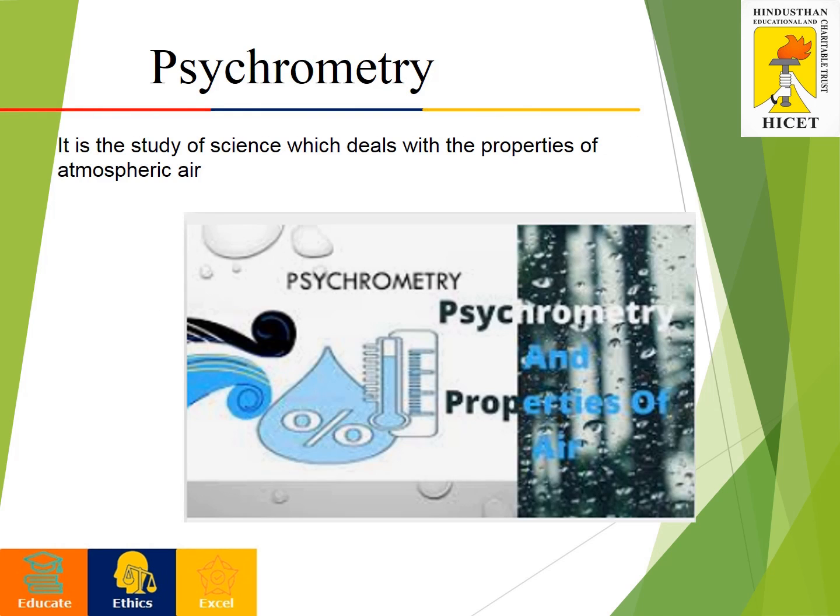So what is psychrometry? The atmospheric air contains many gases: oxygen, nitrogen, and some inert gases, and in addition to these gases we also have water vapor. If the atmospheric air contains no water vapor, that is called dry air. We cannot see dry air in most climate conditions.